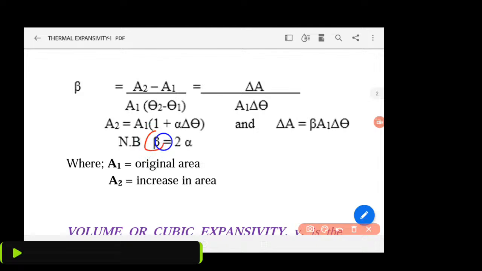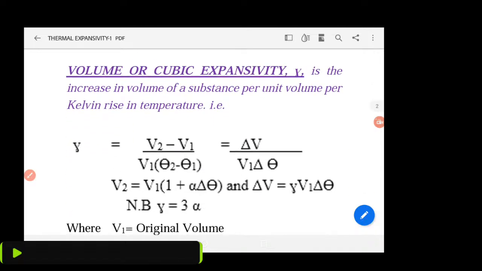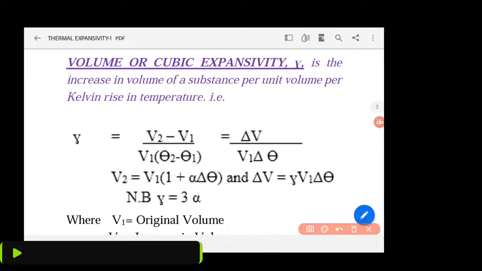Area expansivity beta is twice the linear expansivity of a material, so that's why we have beta equal to 2 alpha. Similarly, we have something similar when the body is expanded in 3 dimensions. We call it volume or cubic expansivity. It is represented with the symbol gamma. So gamma equals V2 minus V1 over V1 times delta theta, and that is what we have here.